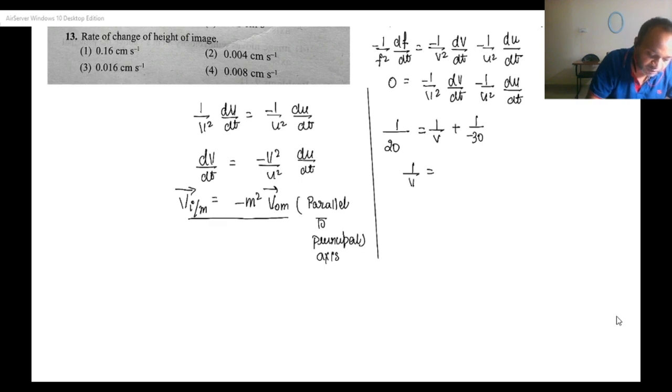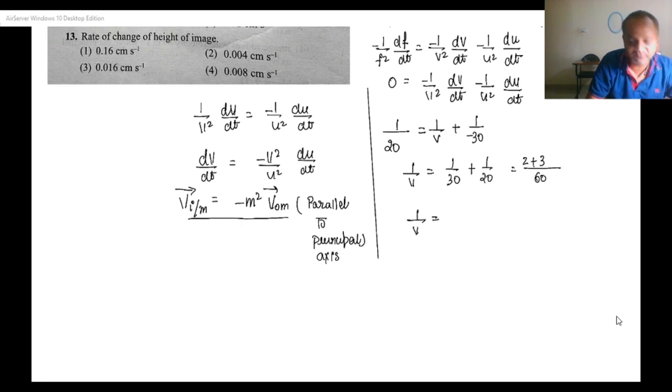1 by v is equal to 1 by 30 plus 1 by 20, right? So this we can write as, LCM is 60, 2 plus 3, 5 by 60. So 1 by v here we can write as 5 by 60, that is 1 by 12. So v is 12 centimeter, right? So the value of v, image distance, is 12 centimeter.